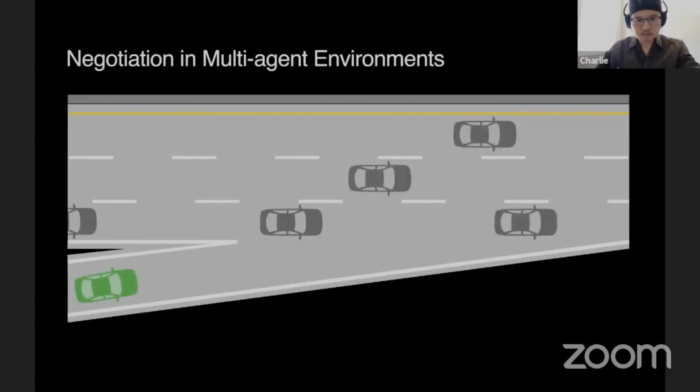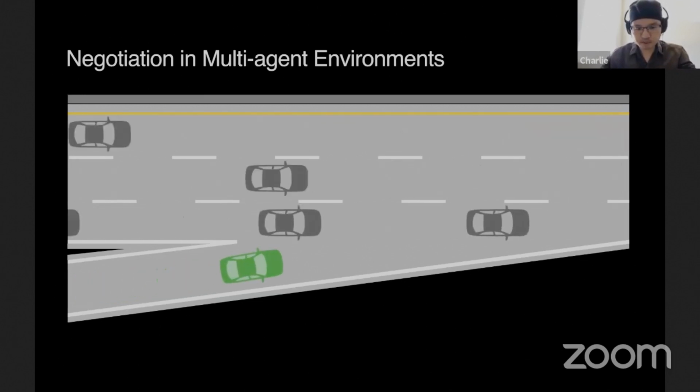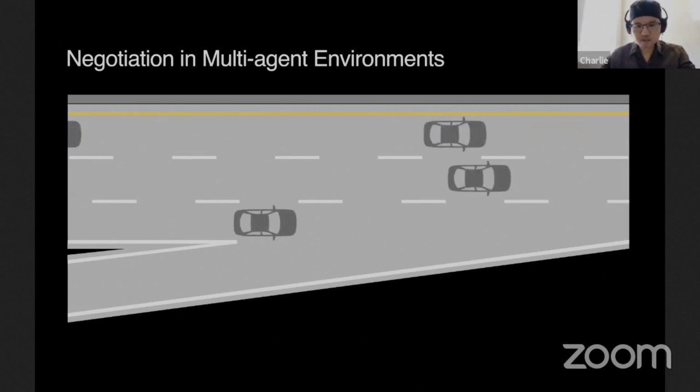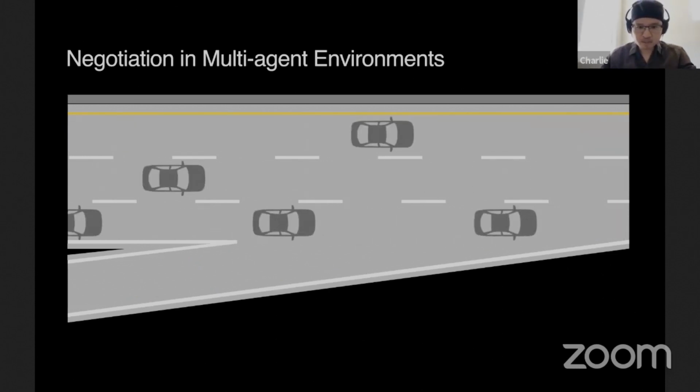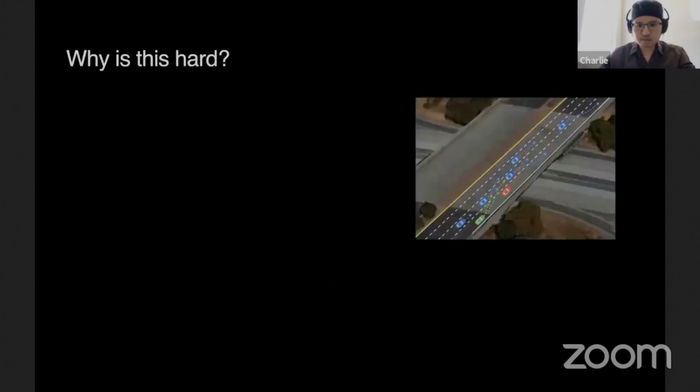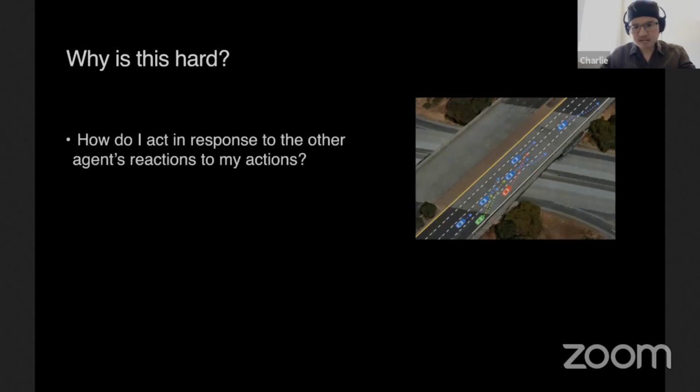So the kind of situation we're really interested in is what's known as negotiations. So imagine we're the green vehicle and we're trying to merge onto the highway. We have to make sure that the gap is open and we can safely and robustly merge onto the highway. So this is the kind of problem. And so you might ask, well, why is this hard? Humans do this every single day. Why is this hard for computer algorithms? And the reason is that we must be able to act in response to how other agents are reacting to our actions. Our actions can influence the behaviors of other agents on the road.